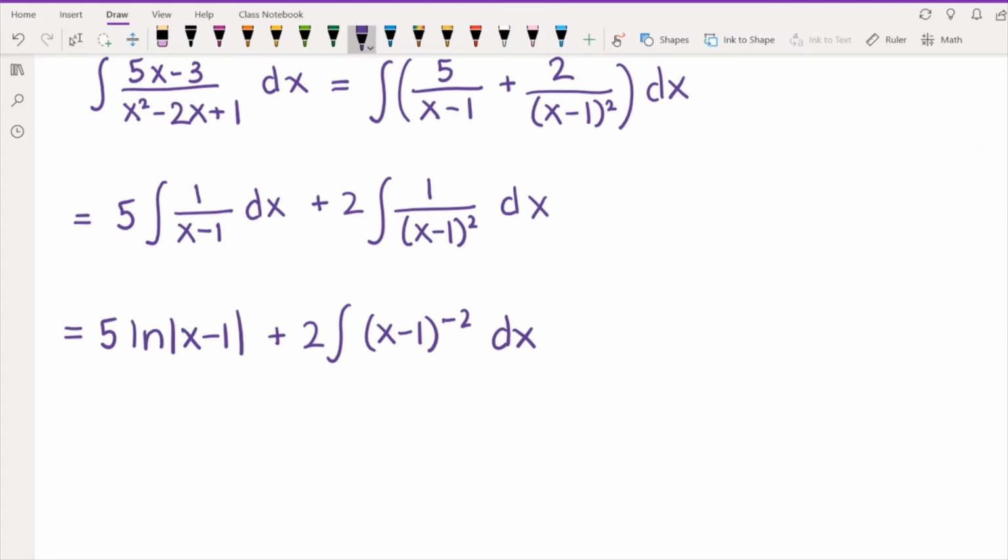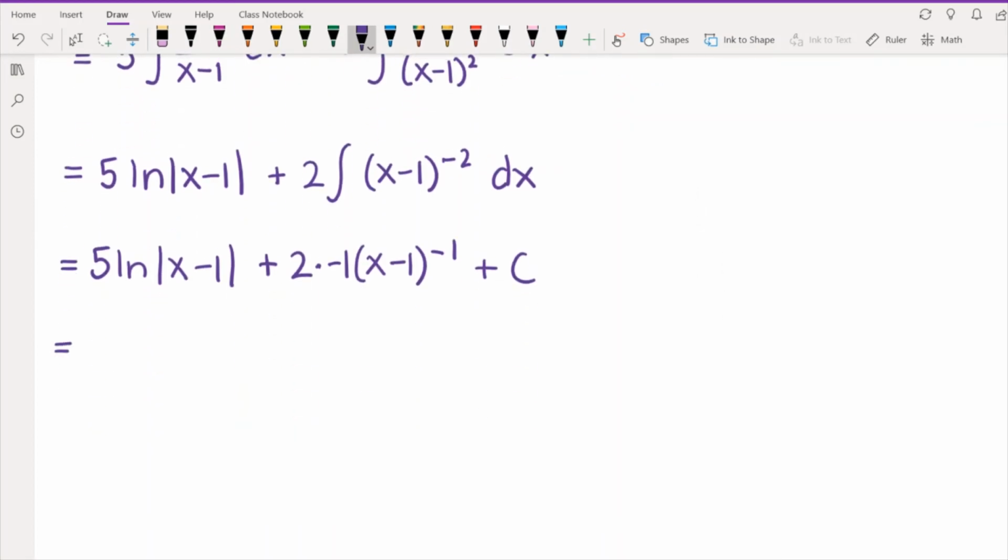So what is that going to give us? Well, we still have 5 times ln of absolute value of x minus 1. And then here we're going to have 2 times, so what will the new exponent be? Well, we just add 1 to negative 2, so that's negative 1. But then we have to multiply that by the reciprocal of negative 1, which is negative 1. So altogether, this is going to be equal to 5 times ln of absolute value of x minus 1 minus 2 over x minus 1 plus c, right? Because this becomes negative 2 and then the negative 1 exponent puts it in the denominator.